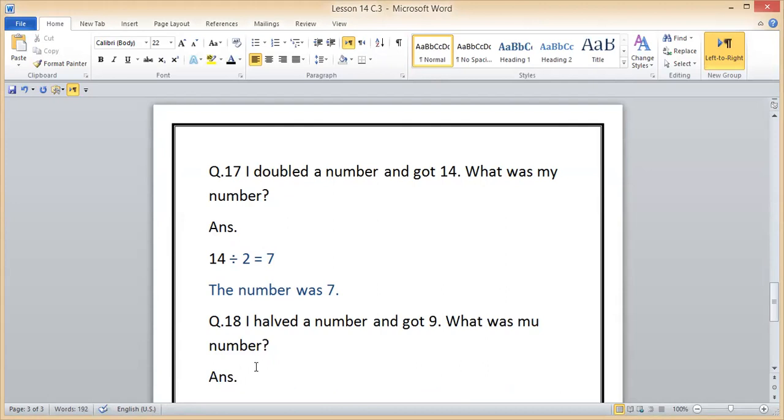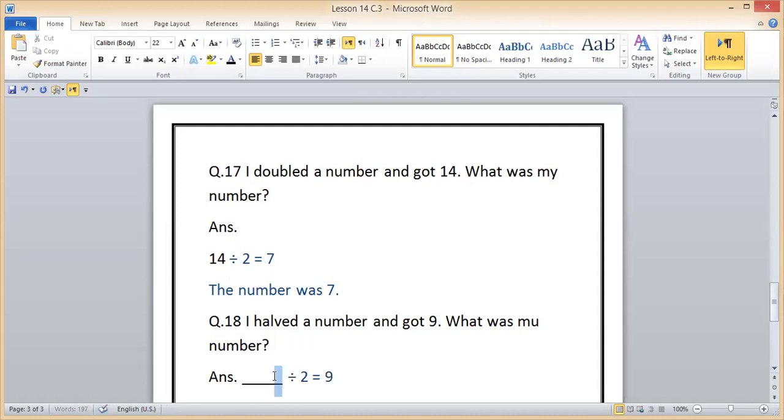I halved a number. I don't know the number. There is a number. I found out the half of that number, that means I divided it by 2. When I divided, I got the answer, that is 9.